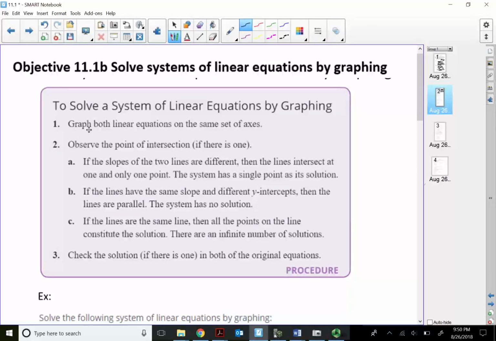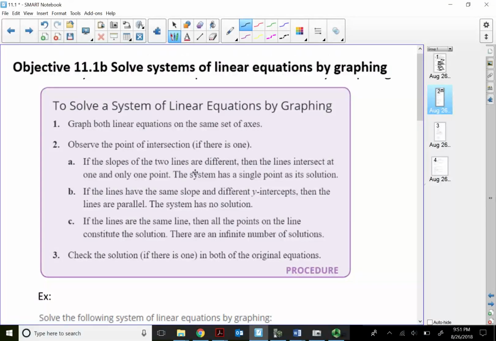We're going to graph both linear equations on the same set of axes. Then we're going to observe the point of intersection, if there is one. Like I mentioned in a previous video, when we draw two lines, they can intersect at one point, they can be parallel, or they can be exactly the same line. That means they have an infinite number of solutions.